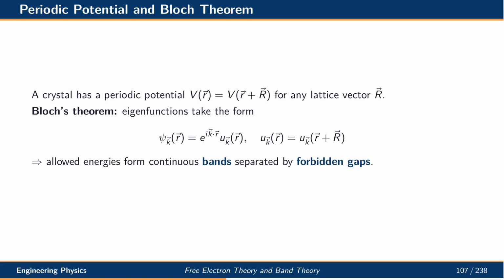Inside a crystal, electrons move in a periodic potential, repeating with the lattice. Bloch's theorem states that the eigenfunctions in such a potential can be written as plane waves modulated by a periodic function. As a consequence, the allowed electron energies form continuous bands separated by forbidden gaps. This is the fundamental result of band theory, and it explains qualitatively why some materials conduct and others do not.